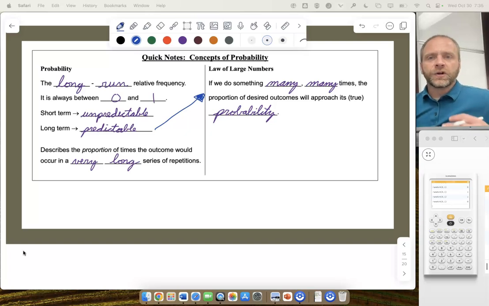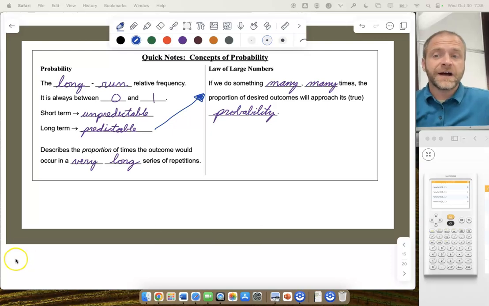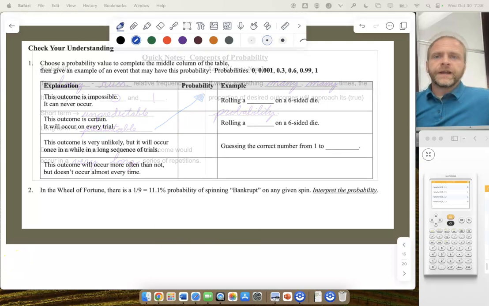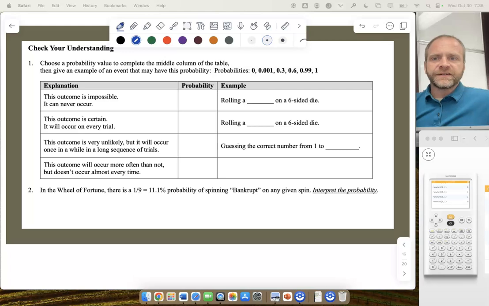So these are our quick concepts of probability that we covered so far in this lesson. Now let's put them to practice. So we have here our check your understanding problems, and we're going to take a look at it, and we have some probabilities. We have 0, 0.0001, 0.3, 0.6, 0.99, and 1. And we're asked to fill those in based off of the explanation and give an example. So the first part of the table says this outcome is impossible. It can never, ever occur. Well, I'm thinking that means 0.